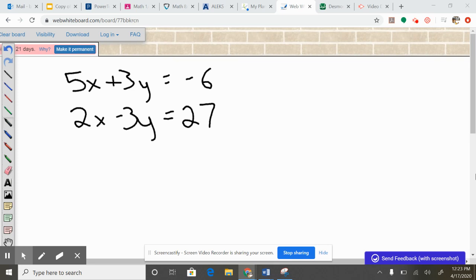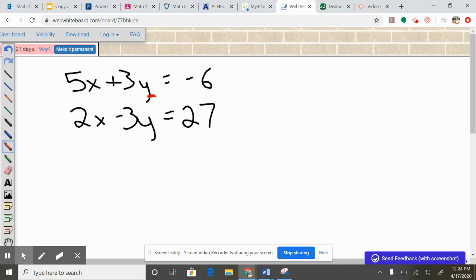All right, everybody, warning you, this problem is pretty tough, but it will help you with the last problem on your Alex assignment. So when you're looking at this, the issue is none of these variables are really close to being alone. They all have coefficients. So you really just got to pick one. I'm going to pick this y.